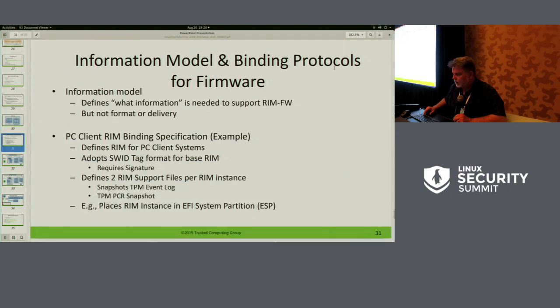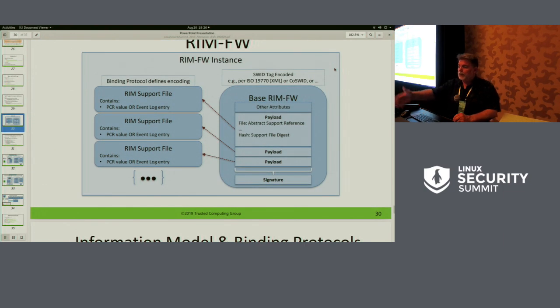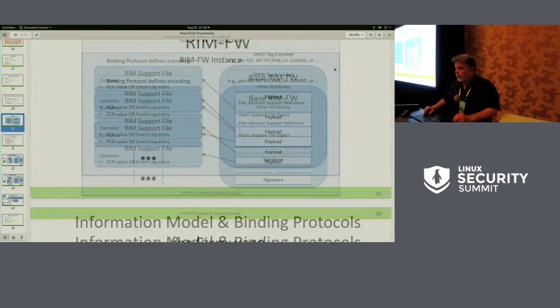All right, so the format of the specifications we are going to be producing is we're going to start, as I mentioned before, with an information model. You're not going to be able to do anything with this information model except write another spec. This gives us the flexibility of having this information in different types of formats depending on the particular use case. The information model is simply going to describe the information that has to be in the base RIM and the information that has to be in the support file. But it's not going to talk at all about what format it should be in and what sort of standards. It might even just be a wire format. It might not even be a file format.